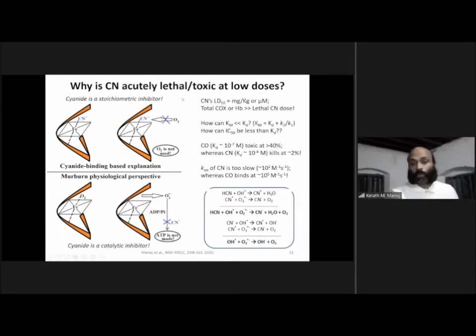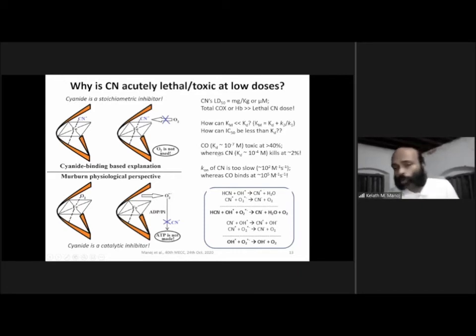If it were a stoichiometric inhibitor, the amount of cytochrome oxidase or heme enzymes far exceeds the amount of cyanide that is given, which is toxic. So the lethal dosage cannot be explained. Another thing, the kinetics are not explicable because the KM is far lesser than KD. When the theory says, per the Michaelis treatment, KM is KD plus something, so KM can only be greater than KD.